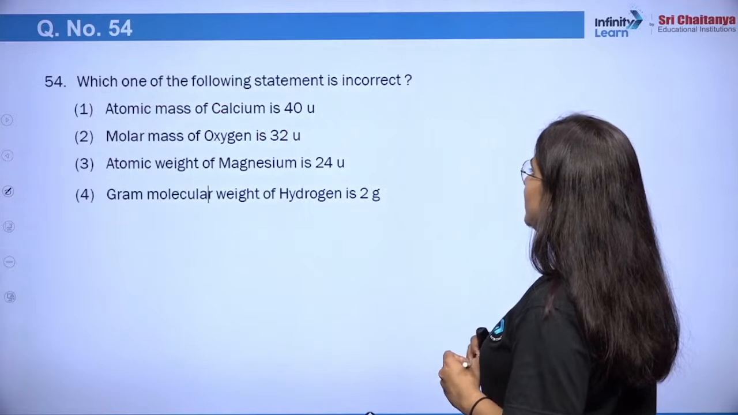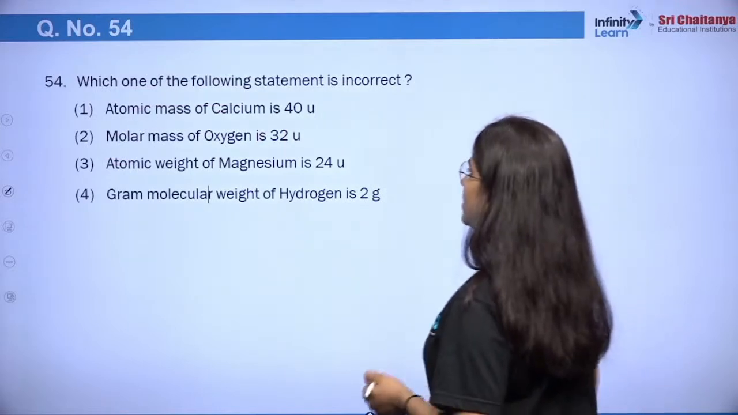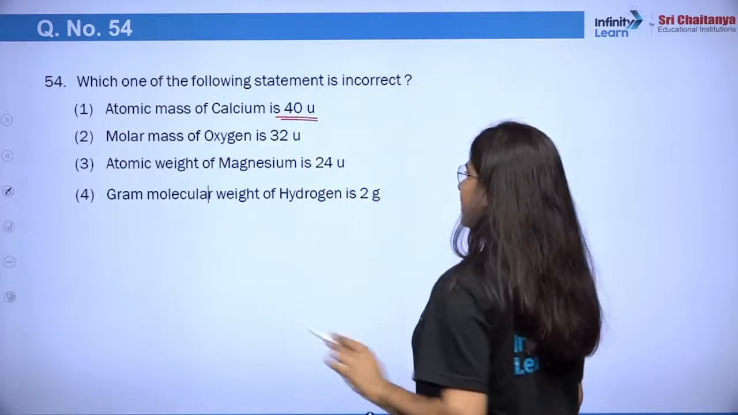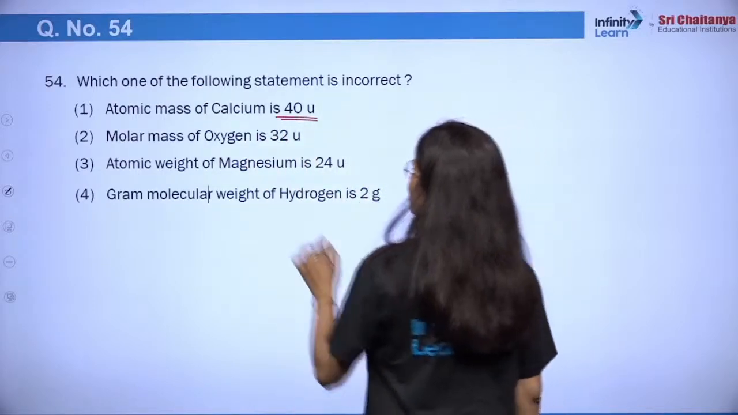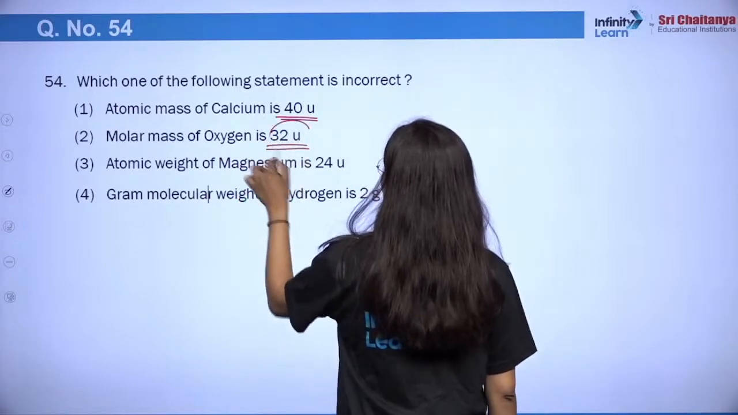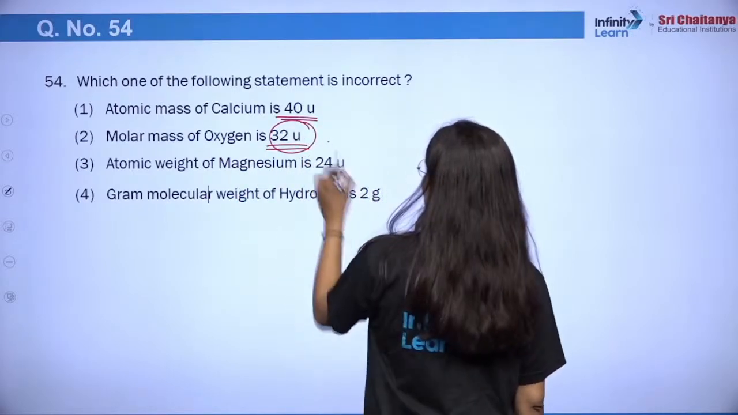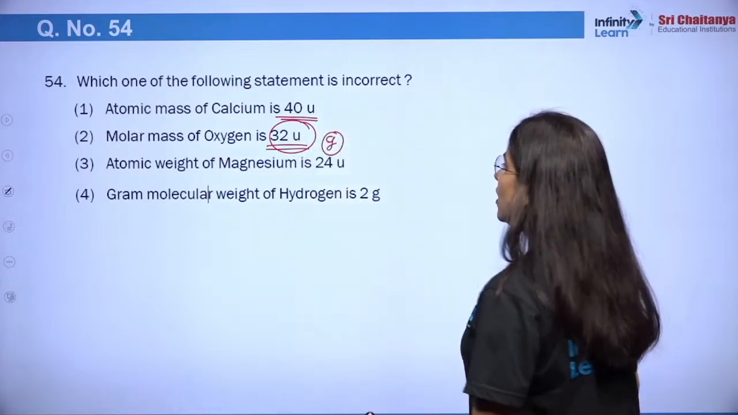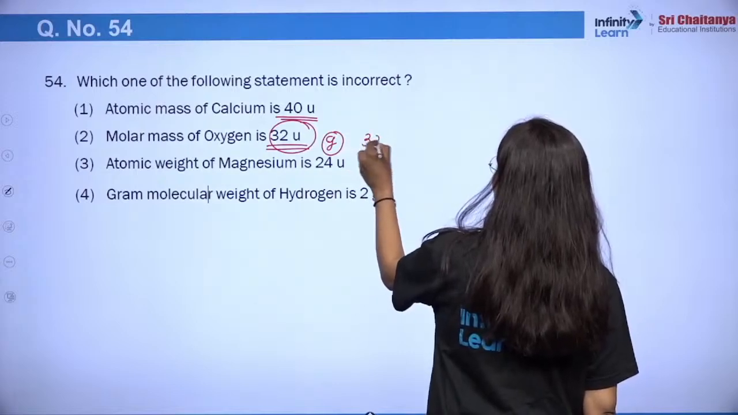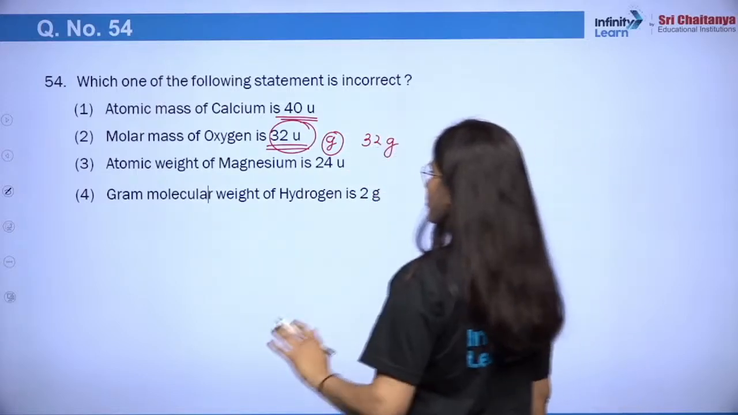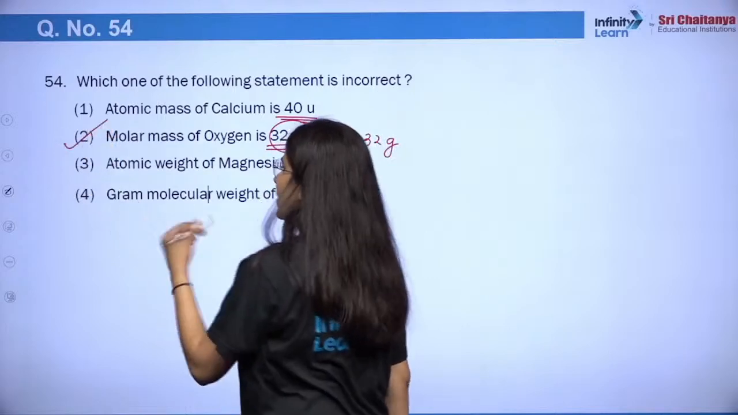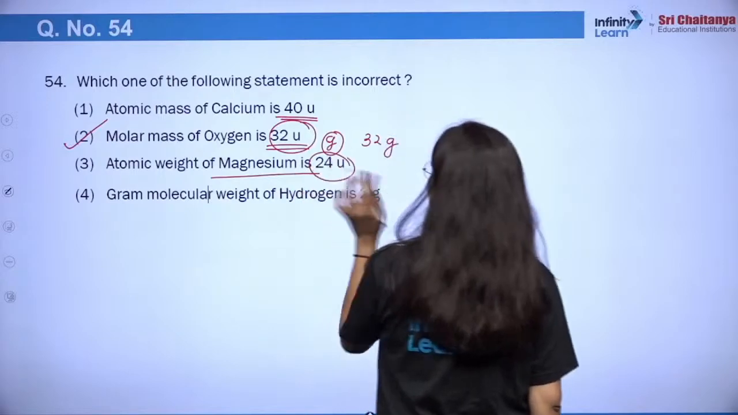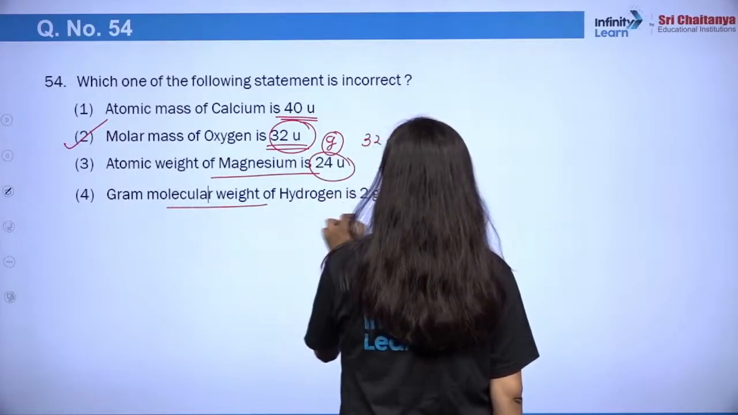Which of the following statements is incorrect? Okay. Atomic mass of calcium is 40 U. This is correct. Molar mass of oxygen is 32 U. Molar mass cannot be expressed in U. It has the unit gram or gram per mole. So molar mass of oxygen is 32 gram, not 32 U. So this is the incorrect option. So answer has to be this. Now let us look at the other options as well. Atomic weight is 24 U, correct. Gram molecular weight is 2 gram, correct.